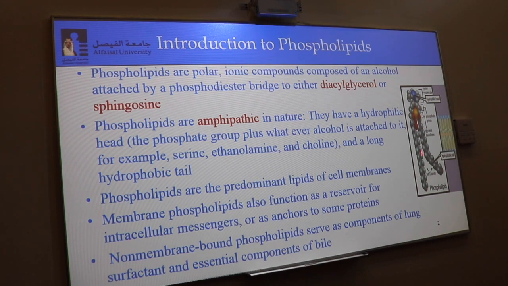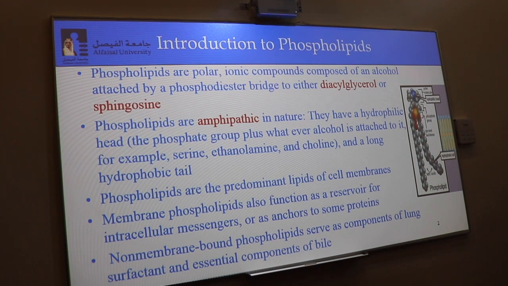And they have fatty acids that are esterified to the glycerol. We'll talk later about the structure. So they are amphipathic. When I say amphipathic, it means that they have two sides: one polar side and one non-polar side. The polar side is due to the presence of the alcohol and the phosphate, and the non-polar side is due to the presence of the fatty acid.